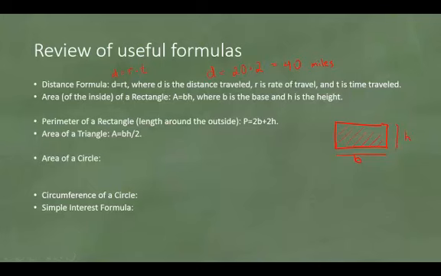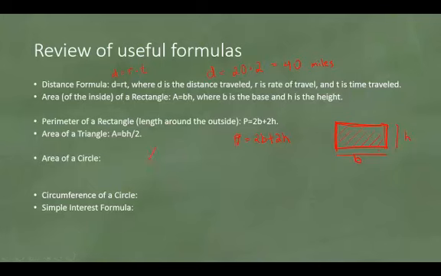The perimeter of a rectangle, in other words the length all the way around, is one base plus a height plus another base plus another height, or two base plus twice the height. And that's the length all the way around the rectangle.